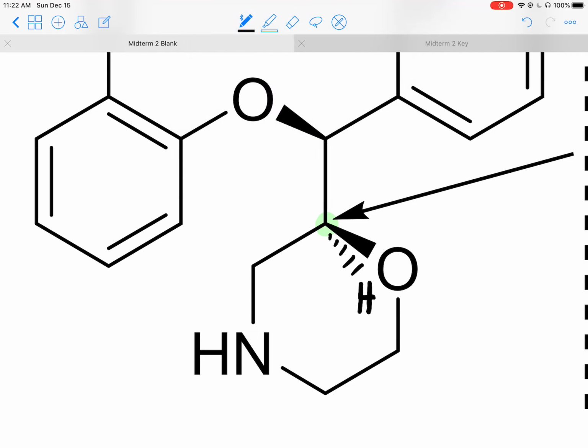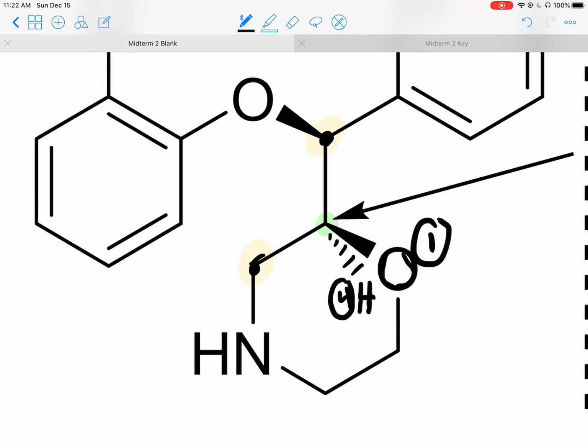So now let's determine what the priorities are. So hydrogen, again, is going to be number 4. And then we have the choice between a carbon and an oxygen. So oxygen is going to be number 1. It's higher than carbon. And then we have to look at what these two carbons are connected to determine which one is number 2 and which one is number 3.